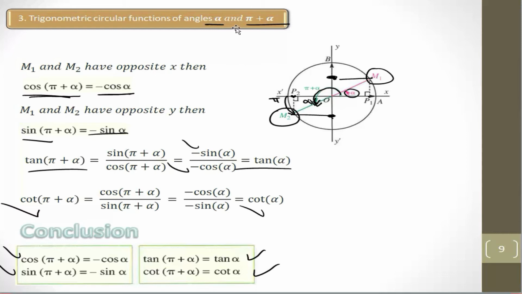of sine pi over 2 plus alpha or cosine pi over 2 plus alpha. I'll give them to you as an activity just to deduce them if you want. Anyway, they are written in your book with the trigonometric formula sheet.